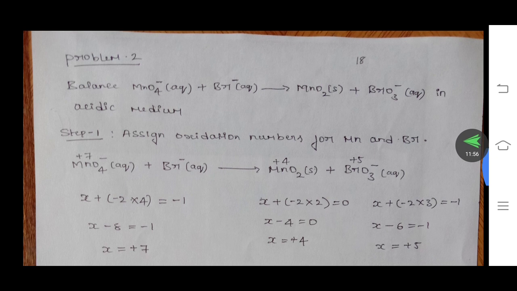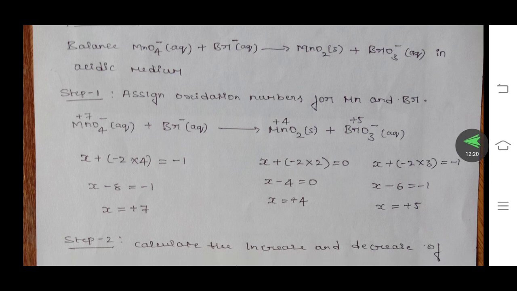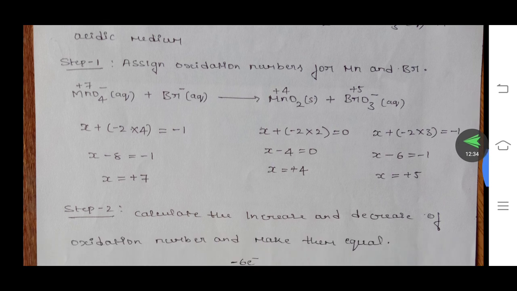Okay, so now take a second problem. Balance MnO4- plus Br- gives MnO2 solid plus BrO3- in acidic medium. First step, assign oxidation numbers for Mn and Br. First you have to find out the oxidation number. Okay, so in this compound MnO4-, Mn is unknown, and in MnO2 again Mn only, in BrO3- Br you have to find out.